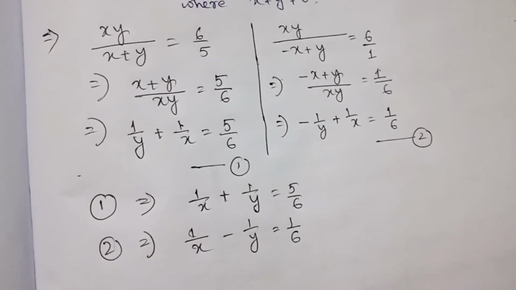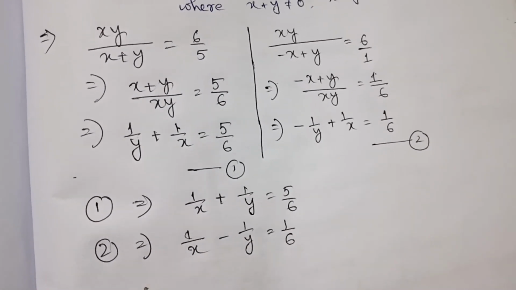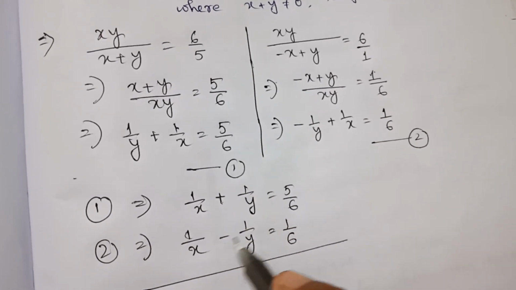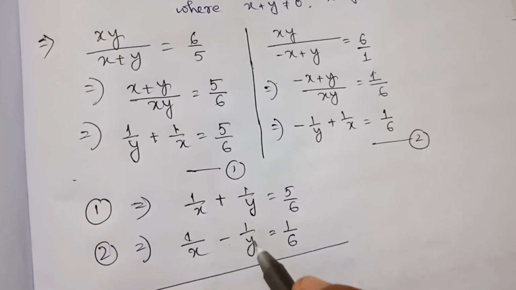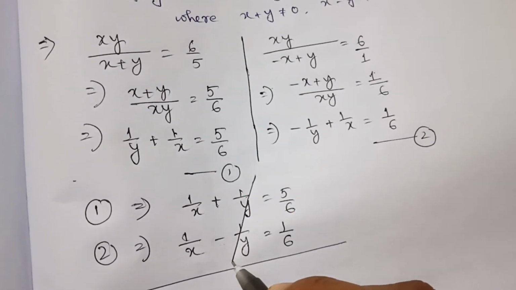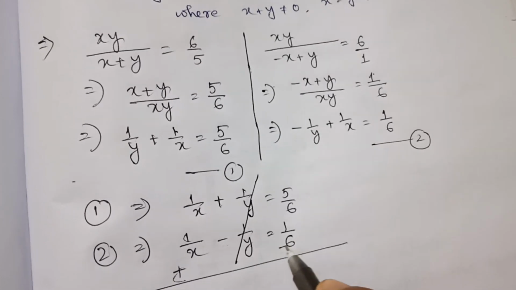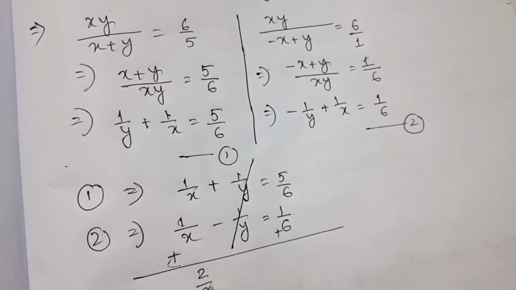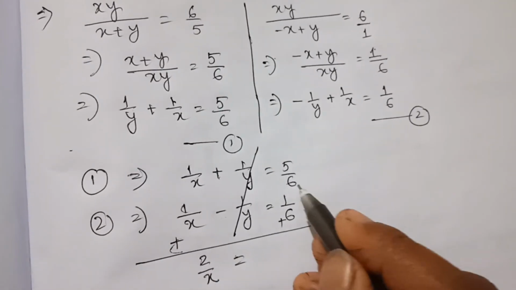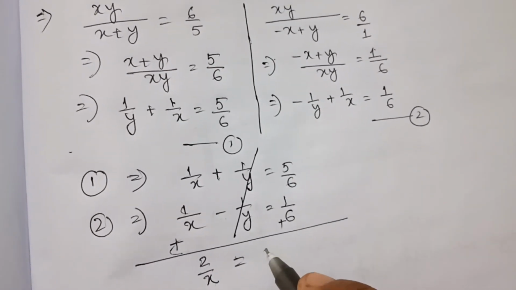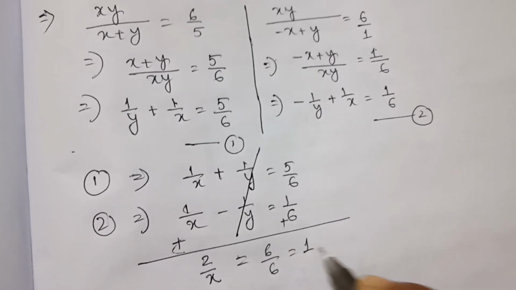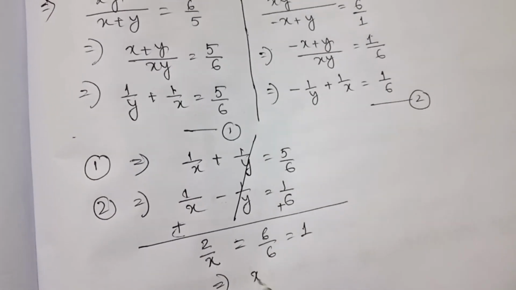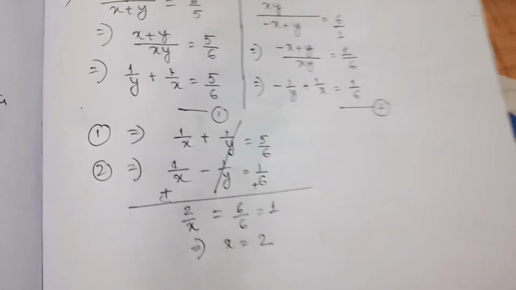Now I'm not substituting anything; rather I'm directly doing the elimination method. Look, this one has plus 1 by y, and this one has minus 1 by y. So these two will be cancelled out. That means here plus plus, so it will be 2 by x, right? 1 by x plus 1 by x is 2 by x equals 5 by 6 plus 1 by 6, which is 6 by 6, that means 1. So we can write x equals 2. That means x equals 2.